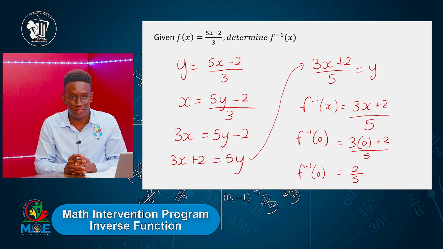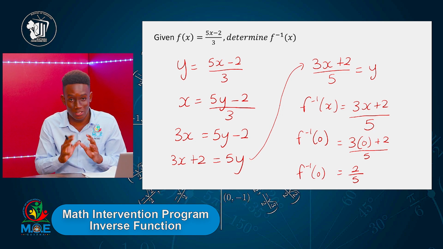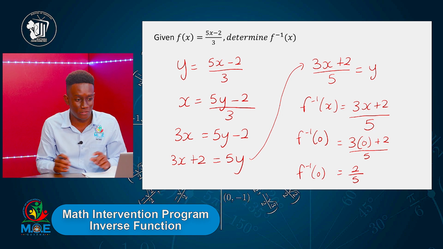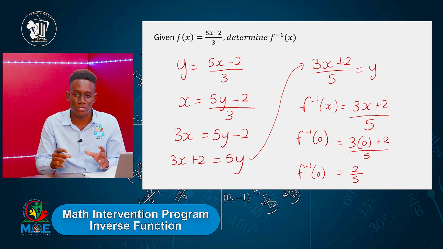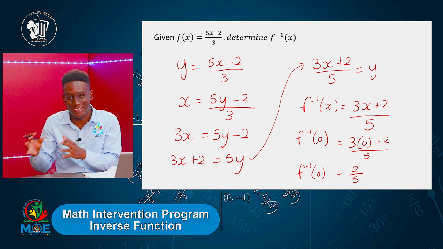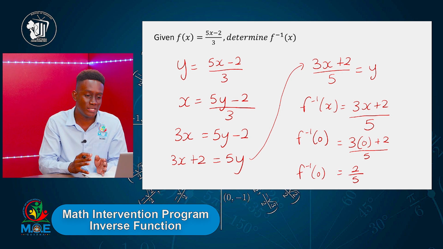And that is how we find the inverse of this function. That is also how we find f inverse of 0. So you must remember, before we substitute anything in any inverse function, we must first find that inverse function, and then we do any substitution.